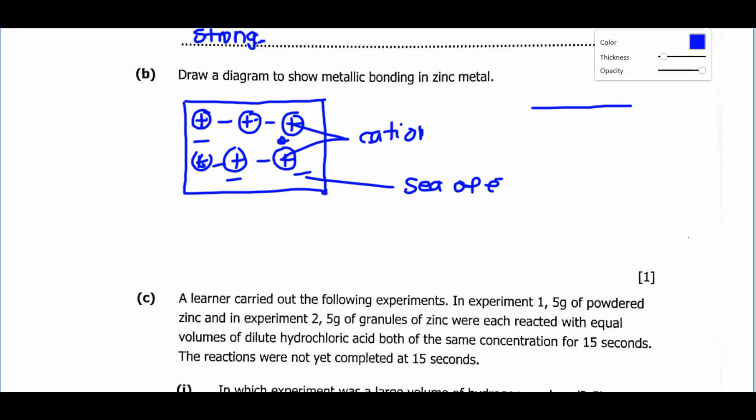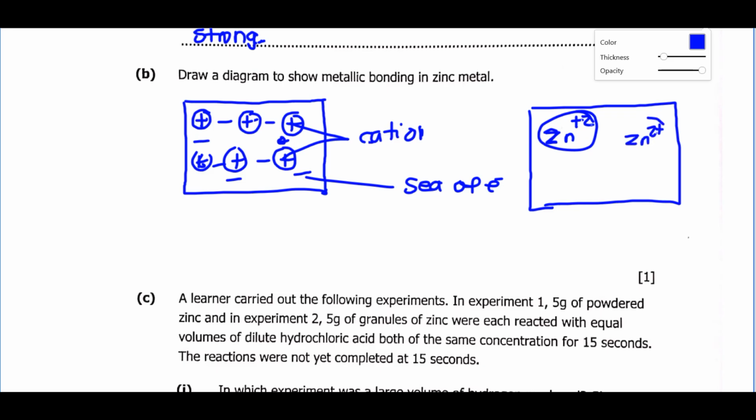Or if you want, you can draw it like this. Since it's zinc, you write zinc plus 2, another zinc plus 2, another zinc plus 2. Then in between we put the minus. It's still the same.